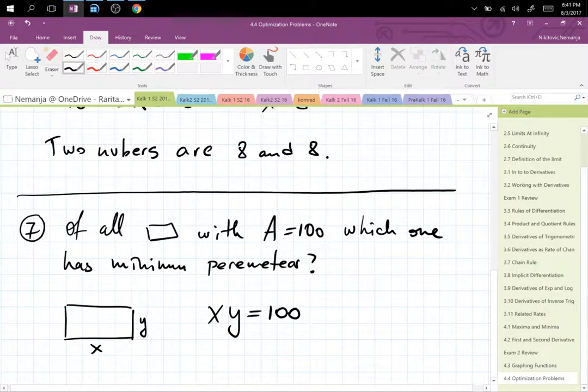What's the perimeter? Very good. Equals a minimum. So here's your constraint, and here, on the bottom, is your objective.